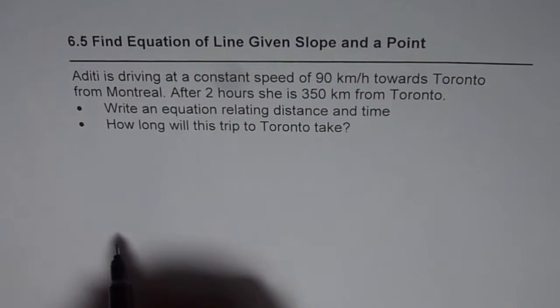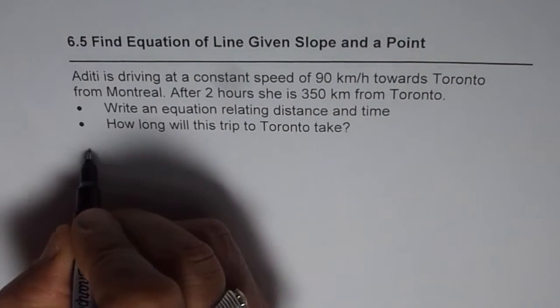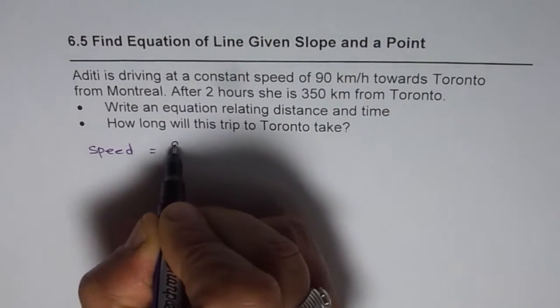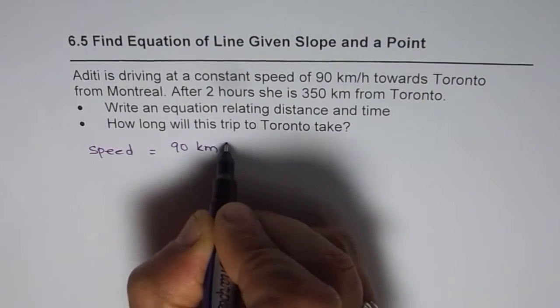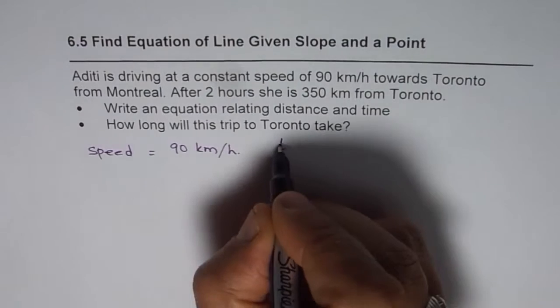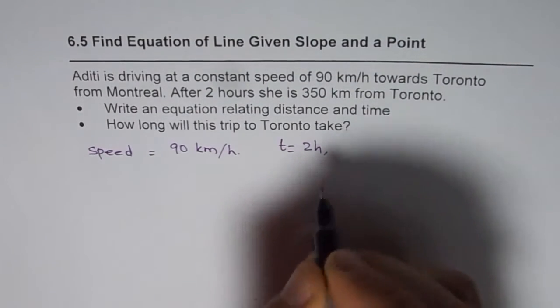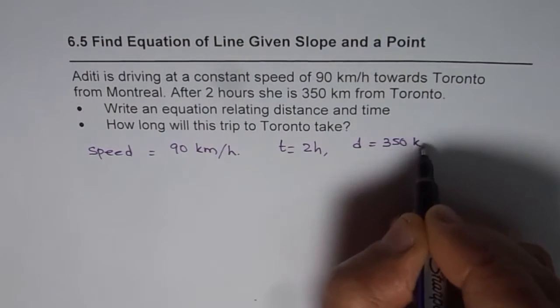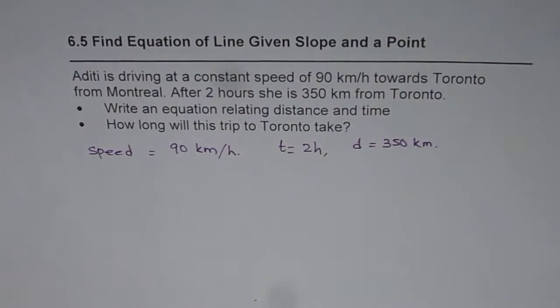So what are we given here? One is the speed. So let us say speed equals 90 kilometers per hour. We are also given at time t equals 2 hours, distance d is 350 kilometers, right? That is what is given to us.